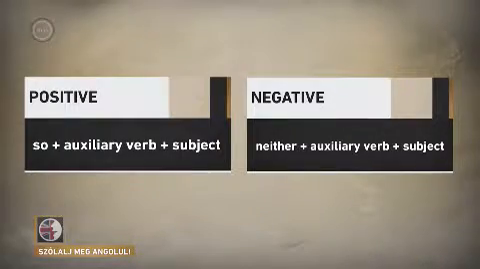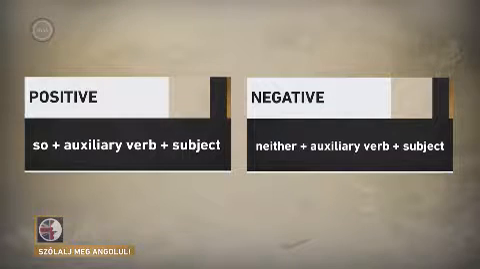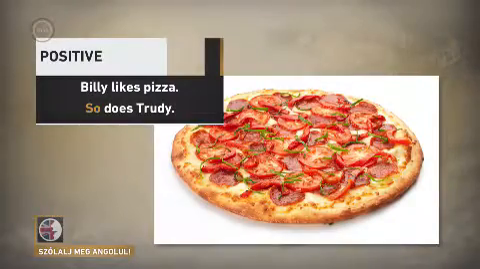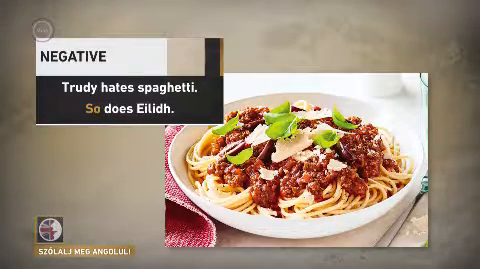When we want to agree with a statement where the verb is in the positive, we use so plus auxiliary verb plus subject. When we want to agree with a statement where the verb is in the negative, we use neither plus auxiliary verb plus subject. Simple. Billy likes pizza. So does Trudy. Trudy hates spaghetti. So does Ailey.